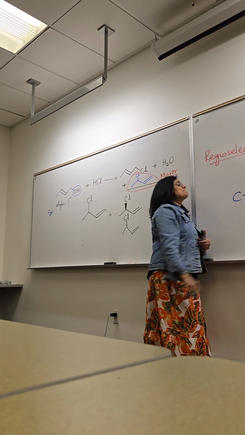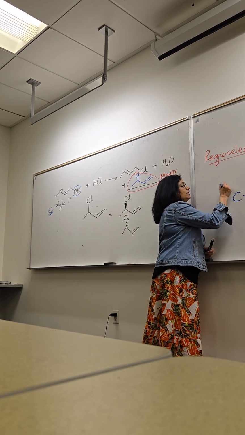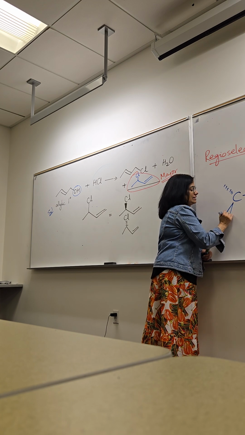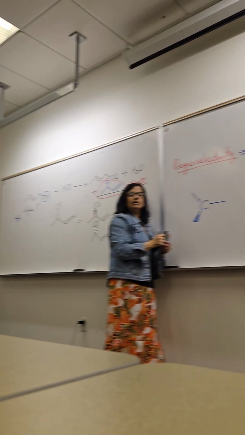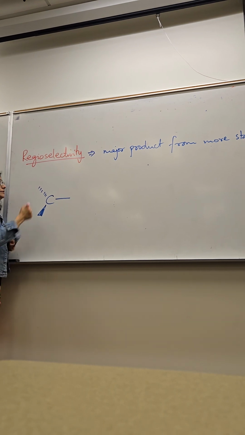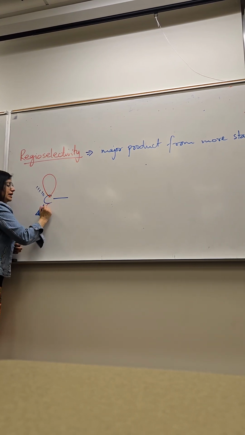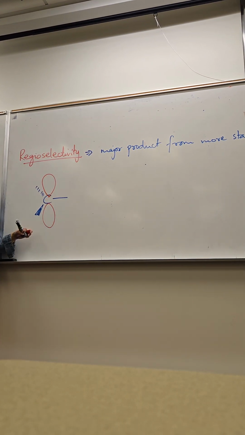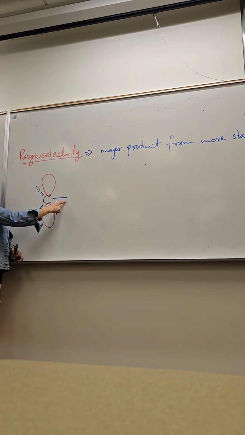Coming back. I shouldn't have erased it because I needed that to explain. So the carbocation is sp2 hybridized, right? Yep. It has an unhybridized p orbital, which is empty. Isn't that right? Yep. What's the shape of the sp2 orbitals?